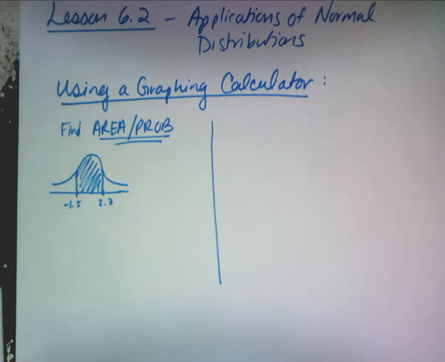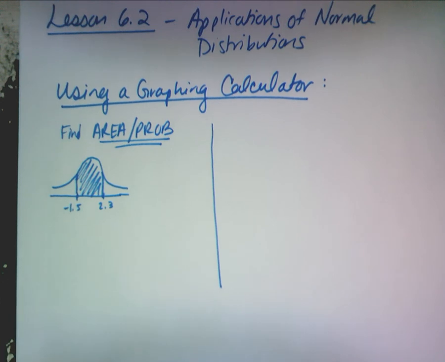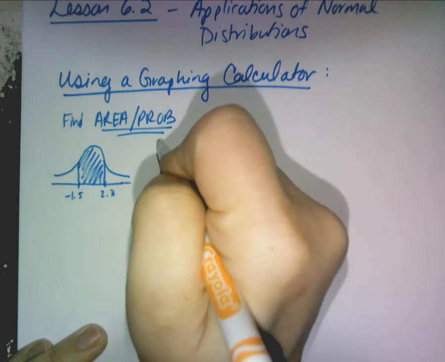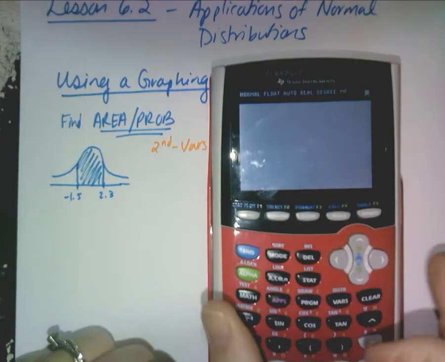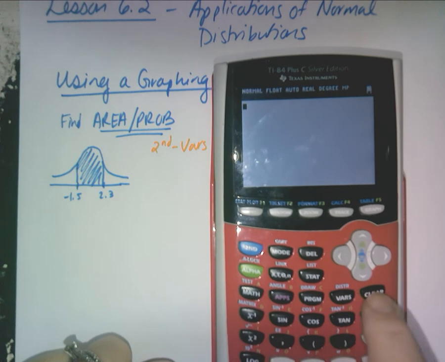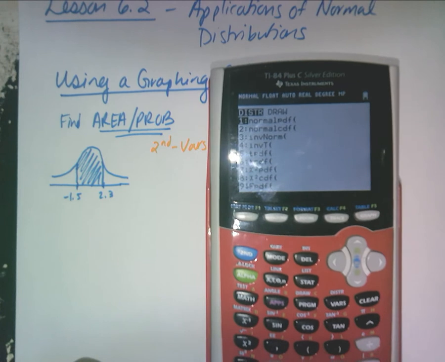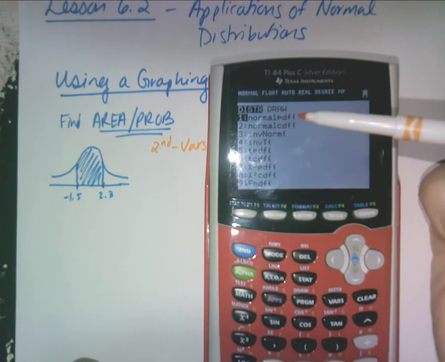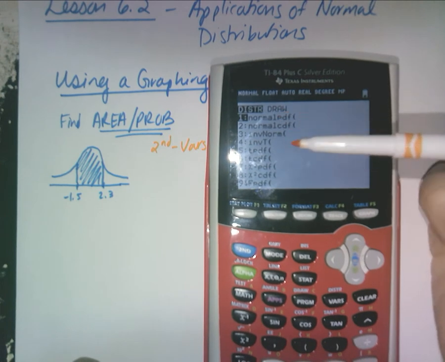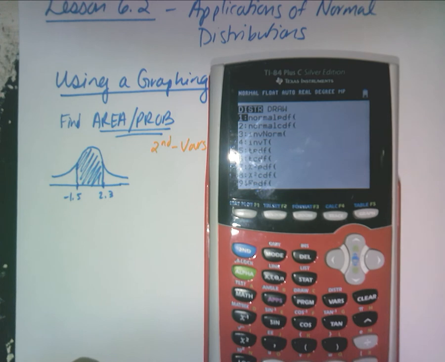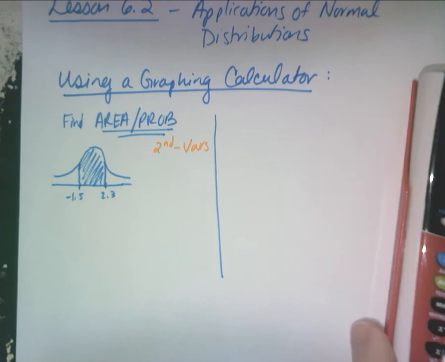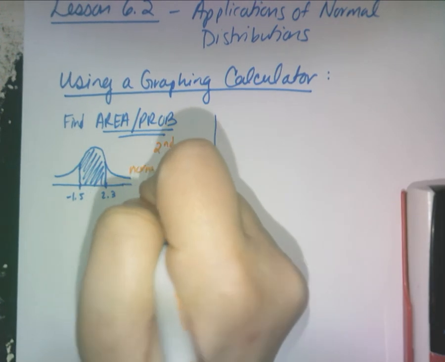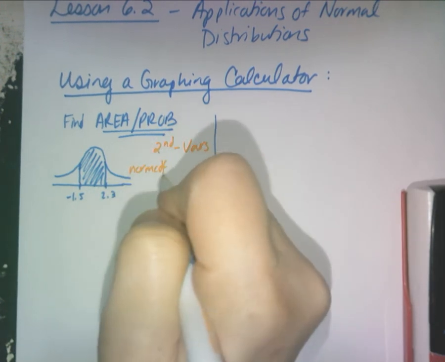Simple, super simple. You go to second vars. So I'll hit it for you. Vars is right next to the word clear. Go to second vars, and up pops, do you see how it says normal PDF, normal CDF, inverse norm? You see those things, okay? Your best friend is normal CDF. So you type in norm CDF.